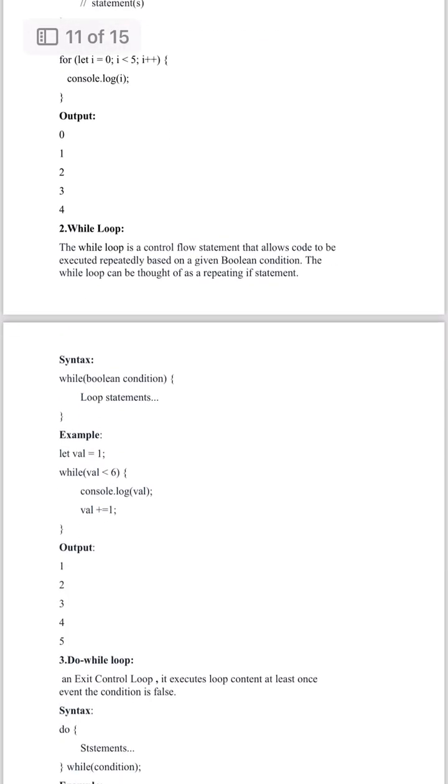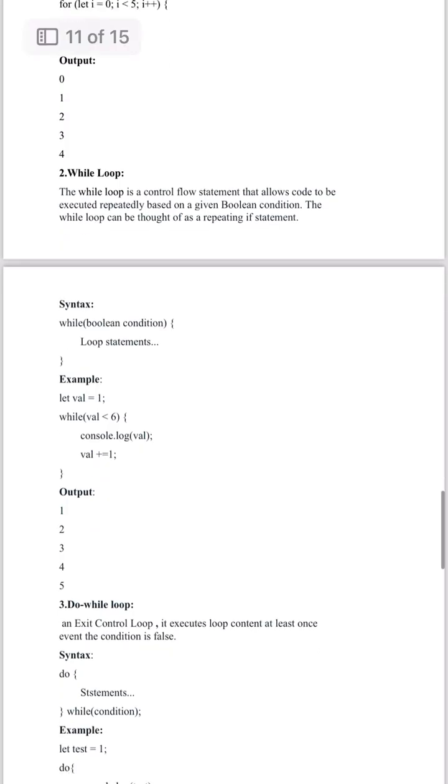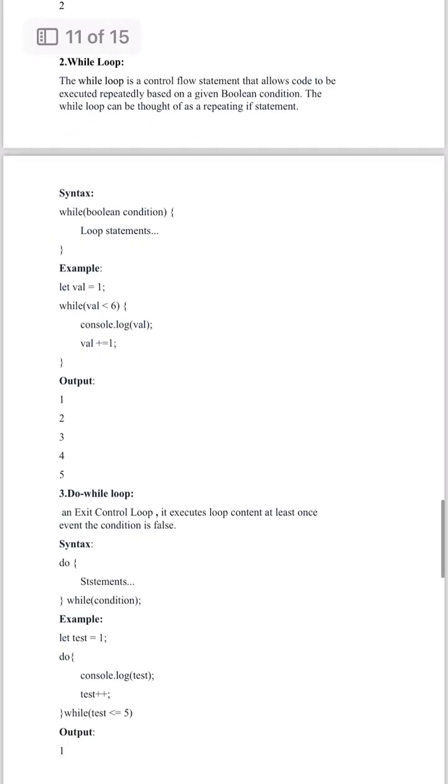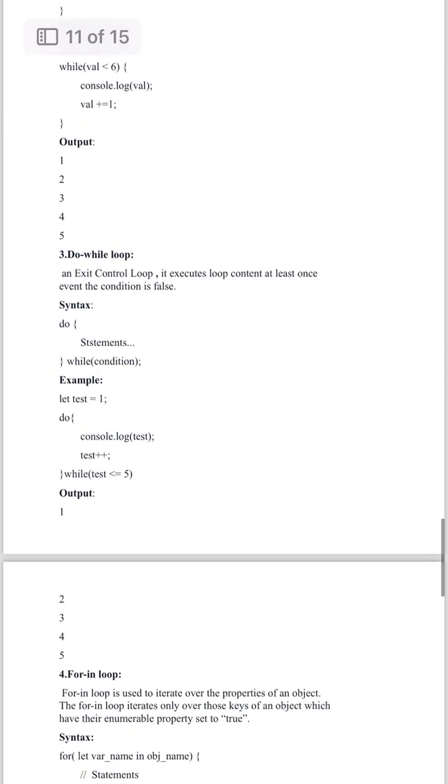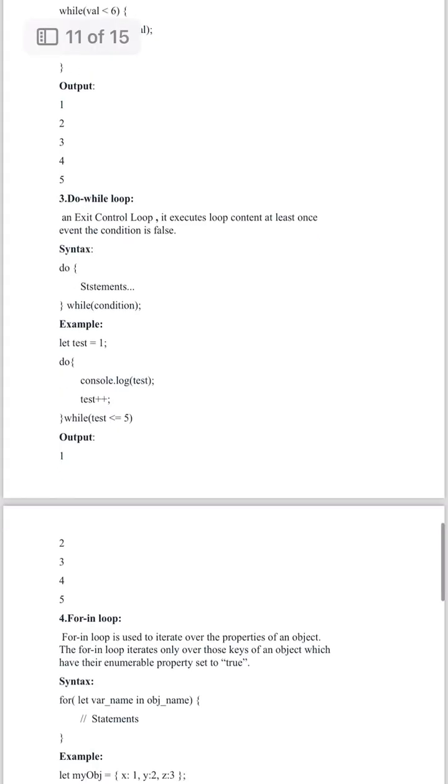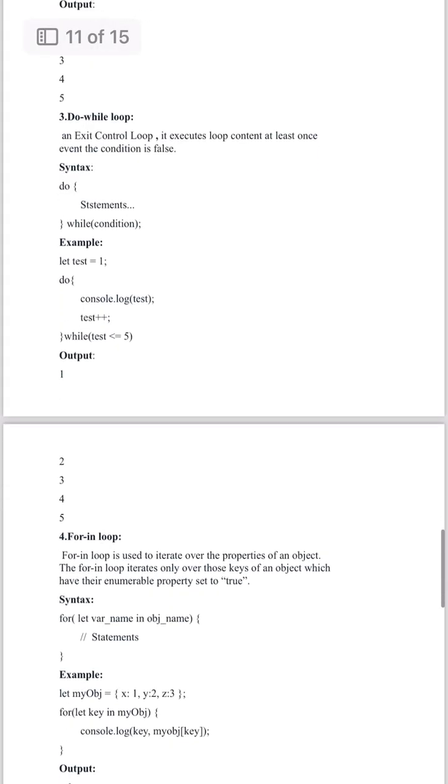While loop. The while loop is a control flow statement that allows code to be executed repeatedly based on a given Boolean condition. The while loop can be thought of as a repeating if statement. You can see the syntax and example here. Do while loop. An exit control loop, it executes the loop content at least once even if the condition is false. You can see the syntax and example here.